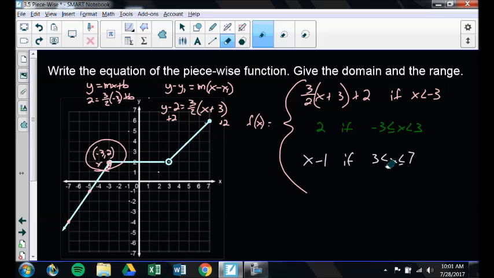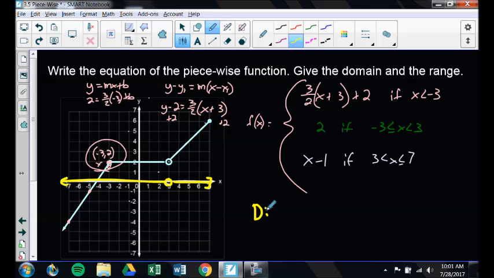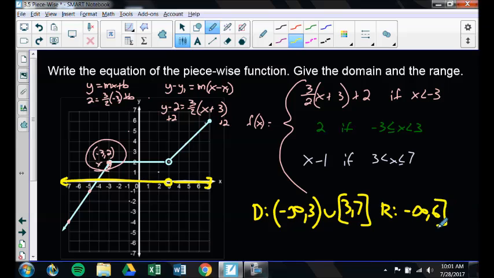This domain is, again, everything except for 3. That's actually not quite true, because this stops. So it's this, on forever. So I'm going to say the domain is going from -infinity to 3, and then from 3 to 7. The range is going from down to 6.